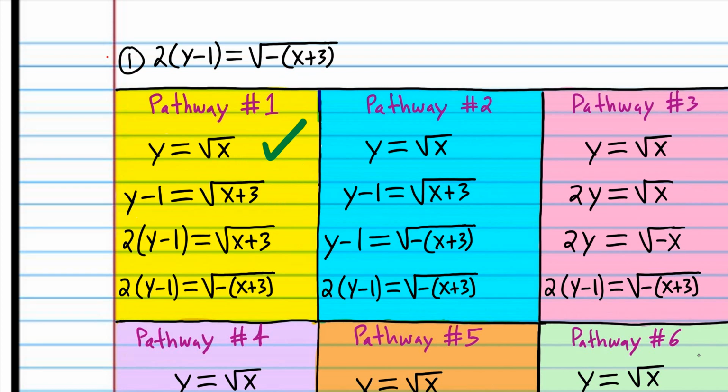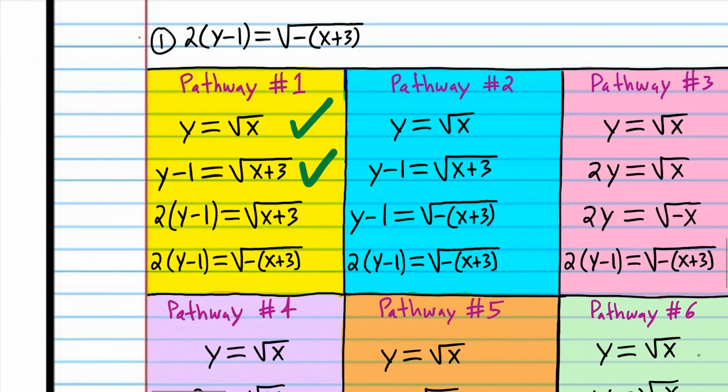And I'm going to put a green check next to that because the transformation properties tell us that if you replace y with y minus 1, you move the graph up 1 unit. And if you replace x with x plus 3, you move the graph 3 units to the left. So far, this pathway is working. We don't have any potential problems using the transformation properties directly. But the second step is a step where we're going to have an issue.